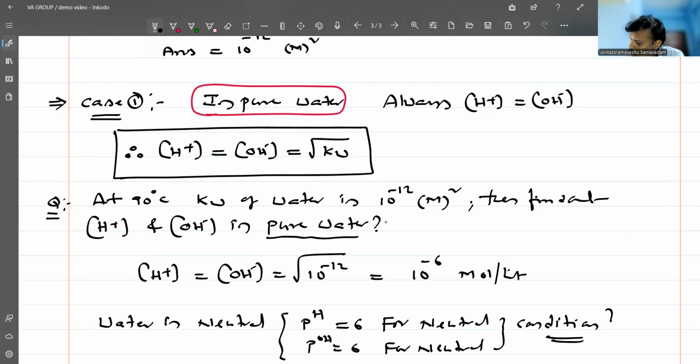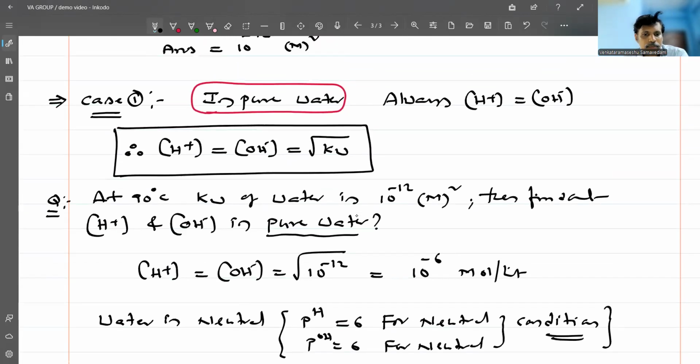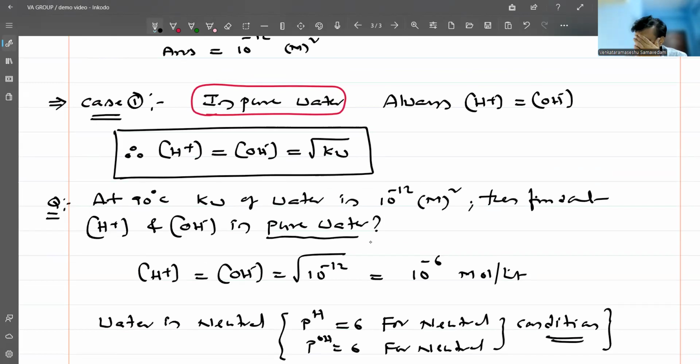Before that, I'm giving a particular clarity that we can't say pH equal to 7 is always a neutral condition. pH 6 is also a neutral condition; that depends upon the Kw value, and that Kw value depends on the temperature. So don't think that pH equal to 7 is a neutral condition always; that is wrong. At a given temperature, based on the Kw value, if H plus ions concentration is equal to OH minus ions concentration, then I can say that the particular solution should be neutral.